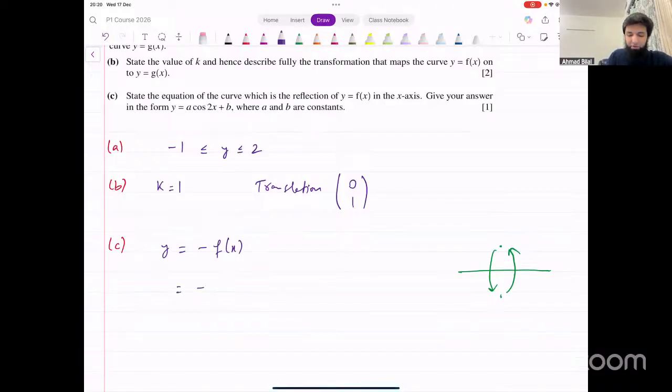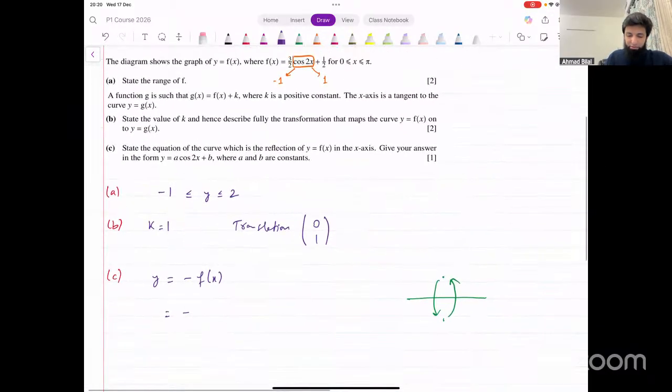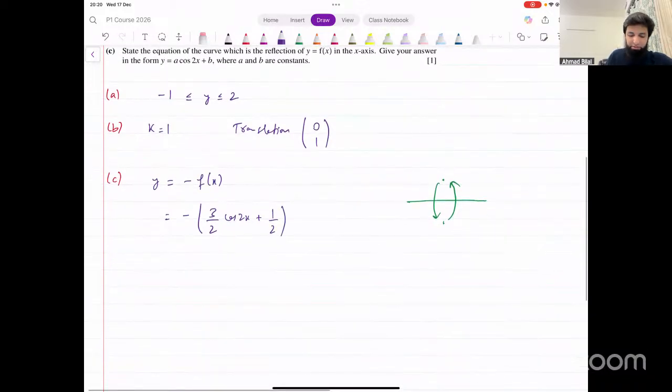Now let's simplify this. What's f of x? f of x was 3 over 2 times cos of 2x plus 1 over 2. Remember, the negative is going to come with the whole thing, so it'll be outside the bracket like this: minus 3 over 2 into cos of 2x plus 1 over 2. You can simplify this, and that gives you minus 3 over 2 into cos 2x minus 1 over 2. And that's it. That's the function that we were looking for.